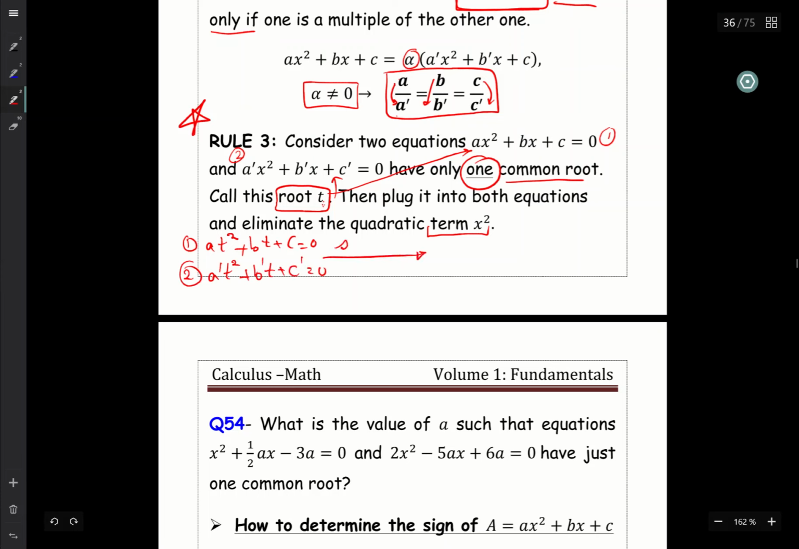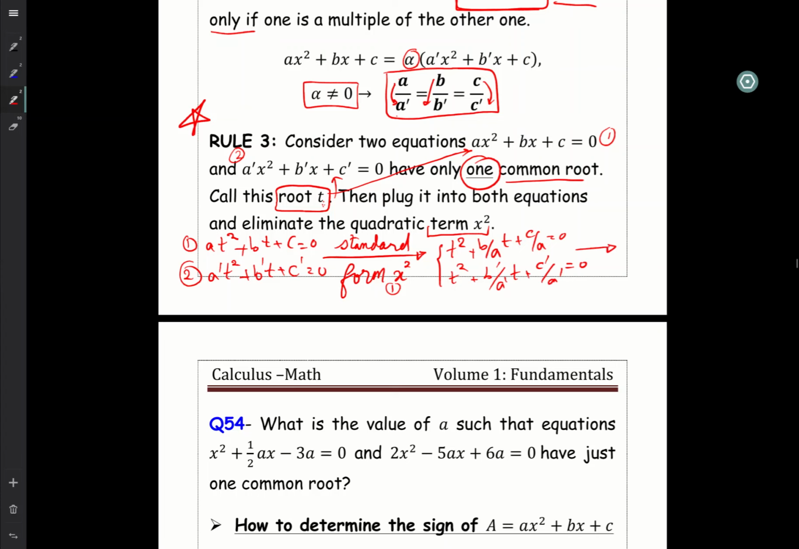Now if we take these two and put them in the standard form, remember in the standard form the coefficient of the leading term x squared is 1, right? So t squared plus b over a t plus c over a is 0, and t squared plus b prime over a prime t plus c prime over a prime is 0. And we can just eliminate t squared and conclude that b over a minus b prime over a prime times t plus c over a minus c prime over a prime should be 0.